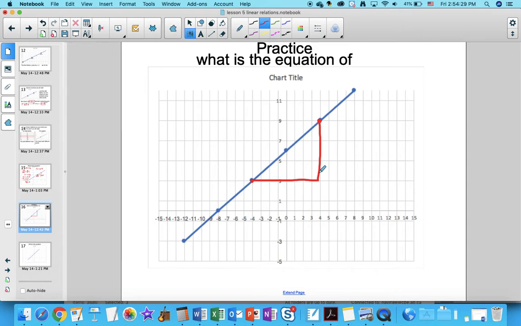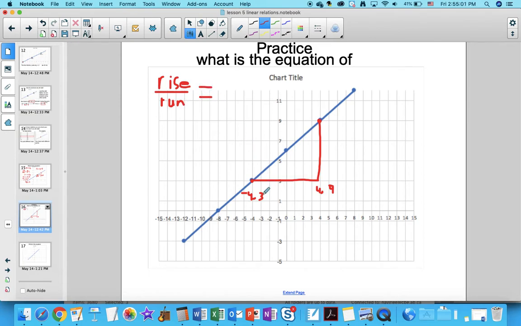So step 1, pick 2 points. Write them down if you need to. So we have -4 and 3. Here I have 4 and 9. Next step, find the slope. You find the slope by doing rise over run.